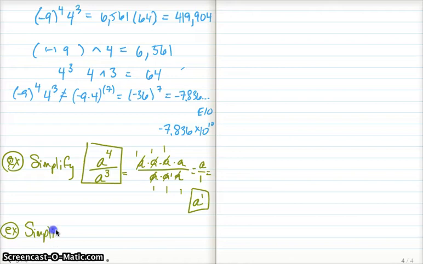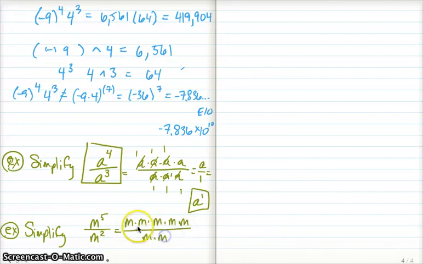Let's try it with something else. Let's say we wanted to take m to the 5th power and divide it by m squared. So I'll do the same thing. Again, it takes up a lot of time. 1, 2, 3, 4, 5. Make sure you get all of your m's written down, all over m times m. I can simplify out, and this time I get m to the 3rd power.